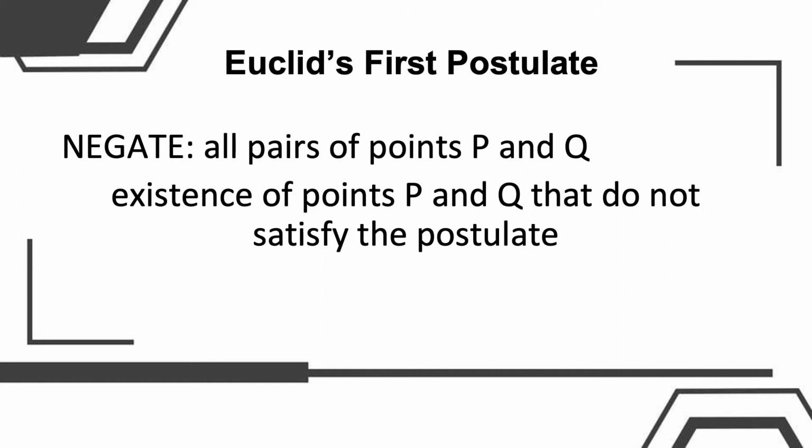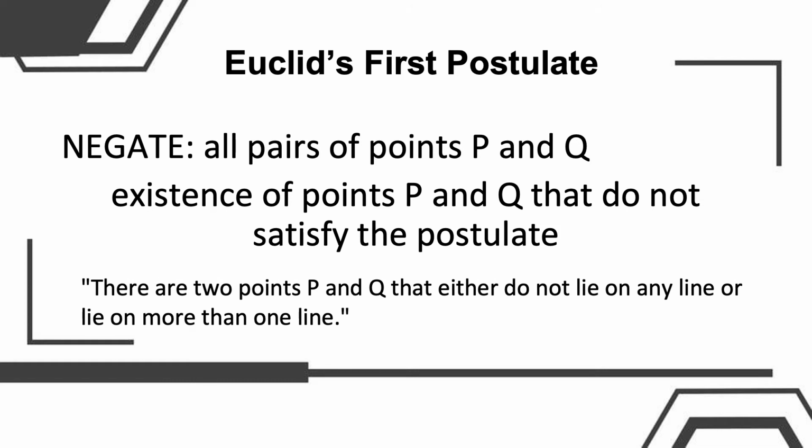So in order to deny that conjunction, we are going to follow rule number 5. So the assertion becomes: either P and Q do not lie on any line, or they lie on more than one line. So that is the negation of that conjunction. So yung una, either P or Q do not lie on any line, or they lie on more than one line. So yun yung way on how to negate that statement na P and Q lie on the same line. So thus we can say that there are 2 points P and Q that either do not lie on any line or lie on more than one line. So that's how we're going to negate Euclid's first postulate.